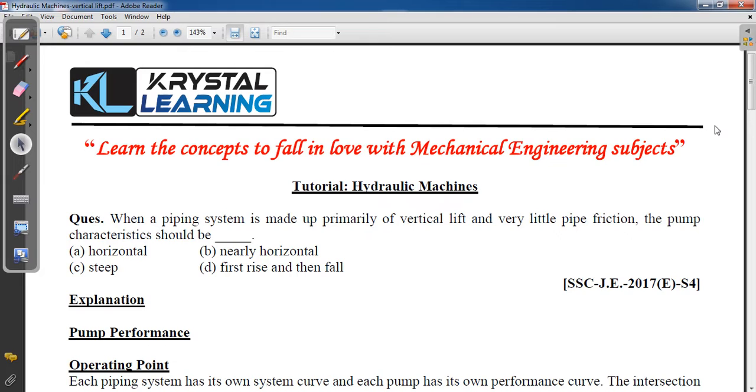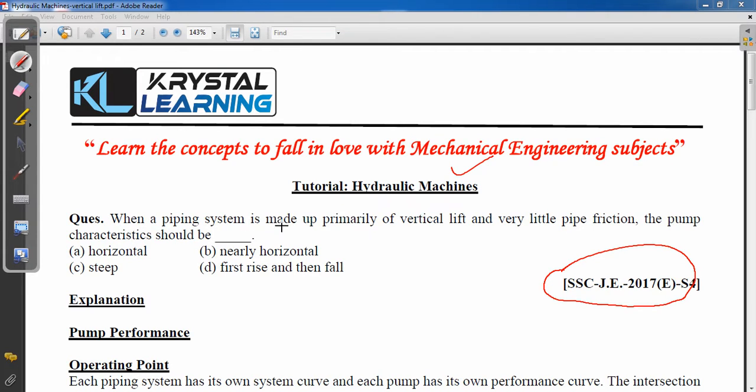Here we will learn some concepts through numerical problems, which will help you understand the subject in a better way. So this question is of the hydraulic machine subject, and we will see that this question came in SSC-JE 2017 evening batch. Okay, so let's see the question.